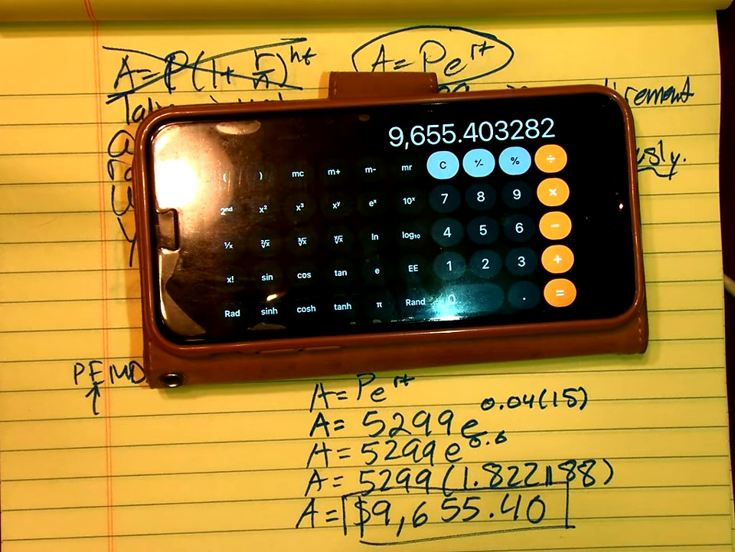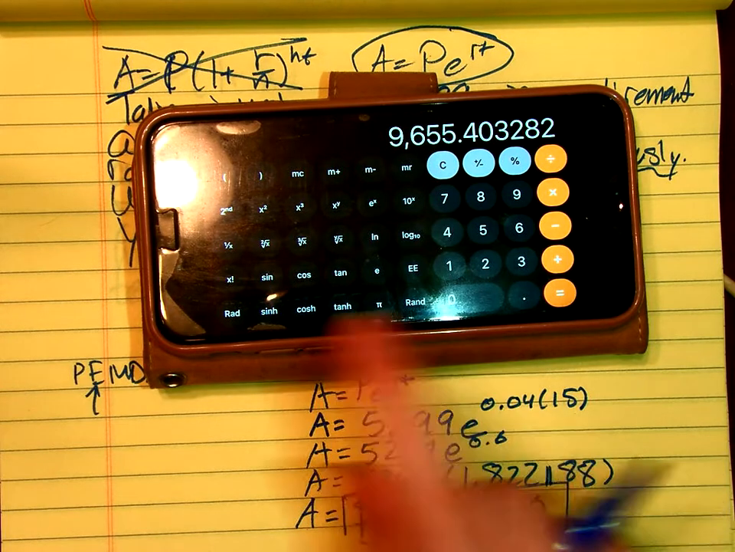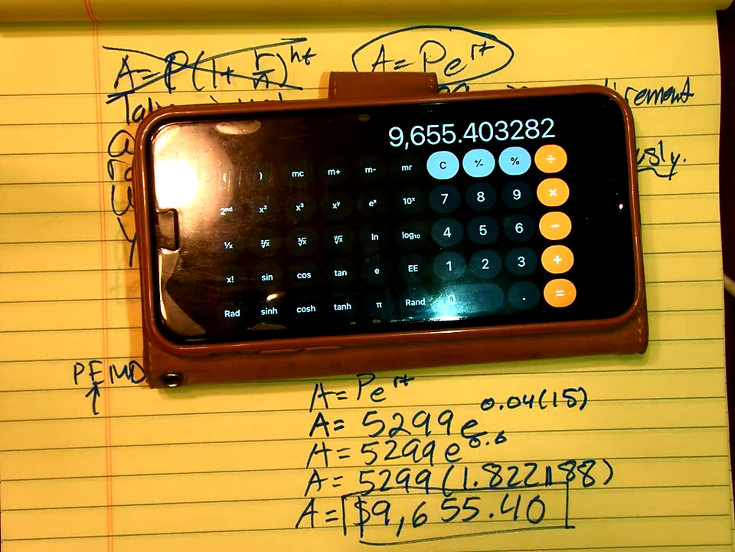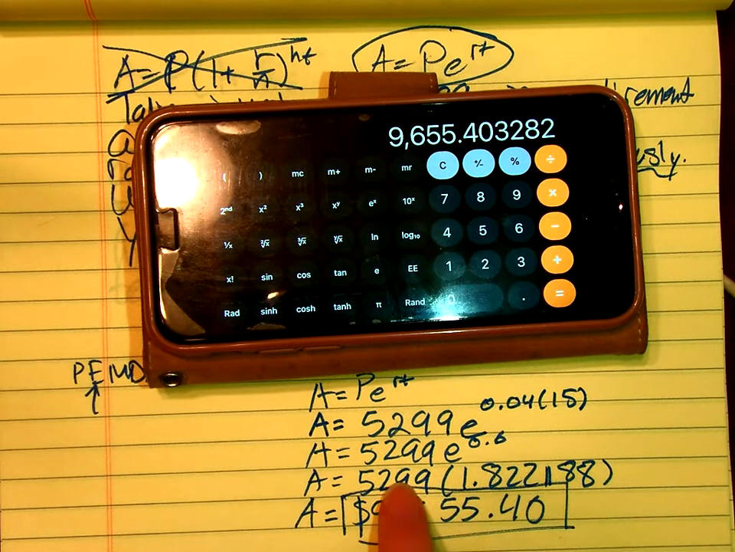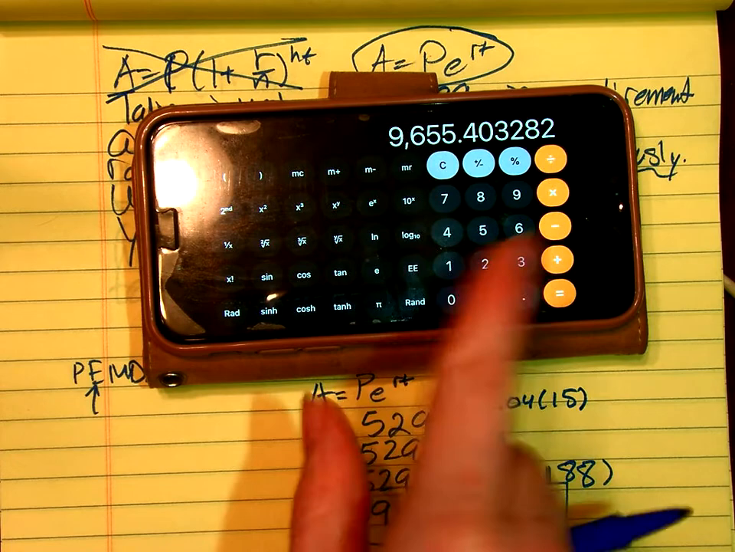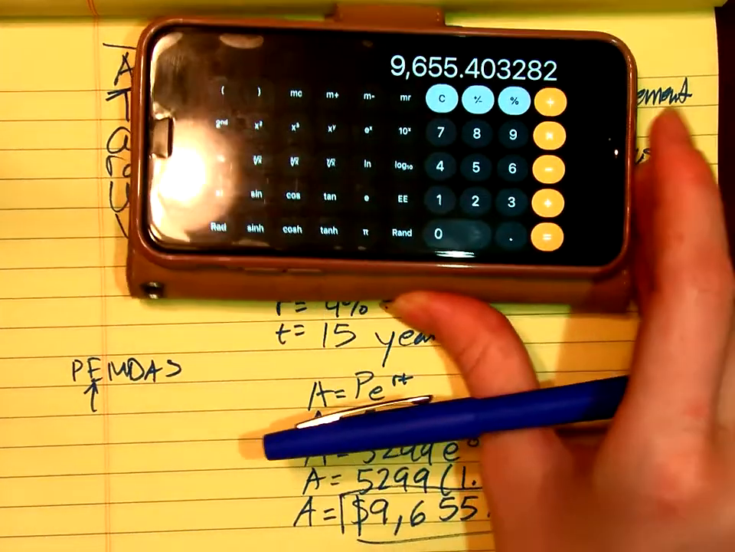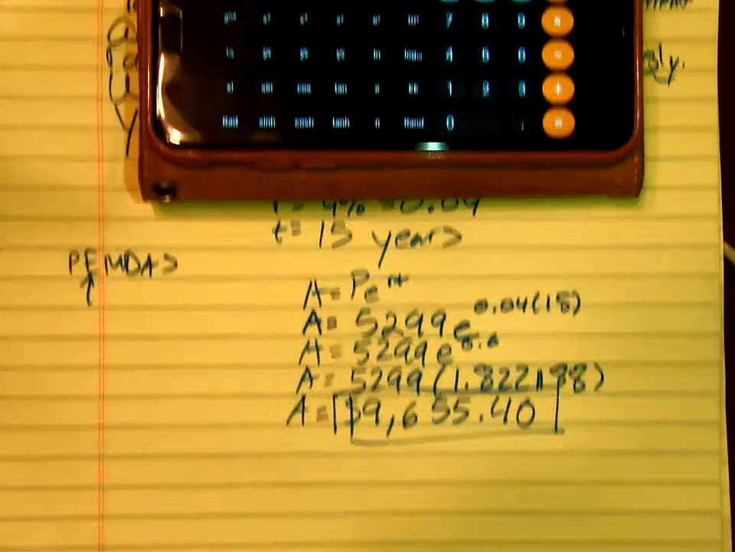Use that real world context. Like I said, you can always notice if you messed up yourself, because I know 5,000 times 1 point something's got to be bigger than 5,000. So the fact that my decimal was off the first time told me I entered it in the calculator wrong.